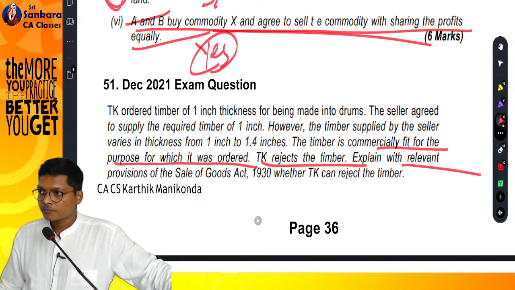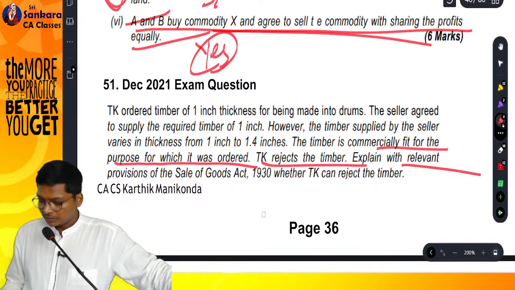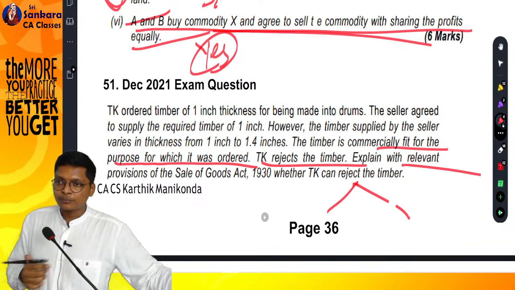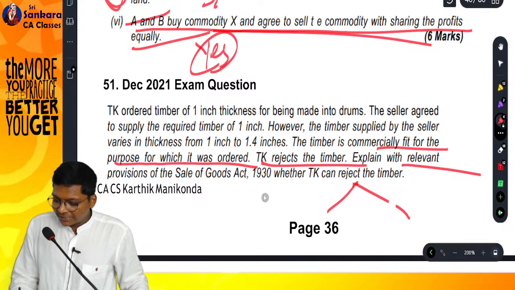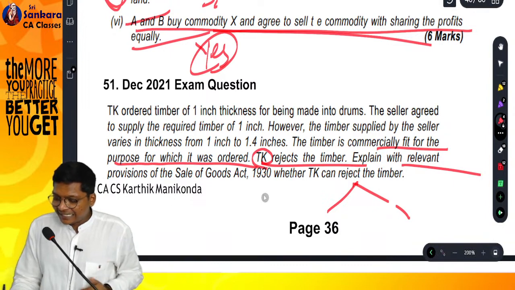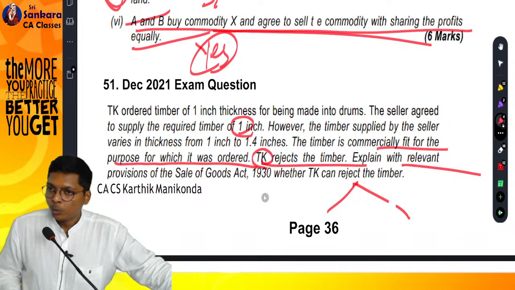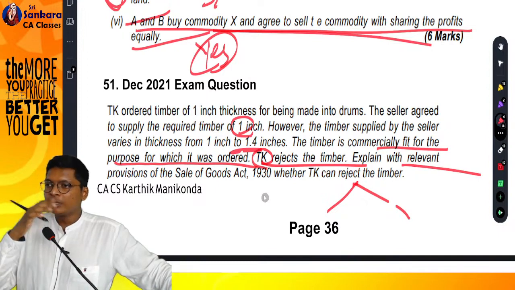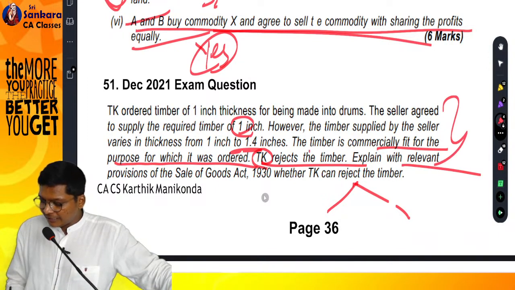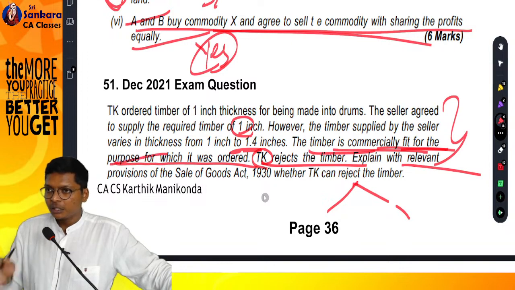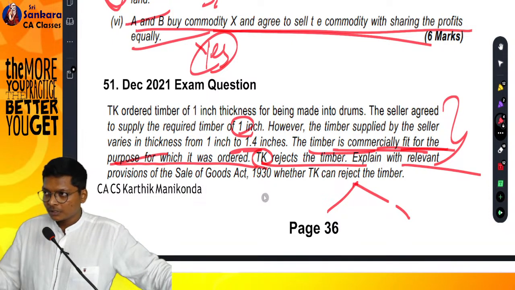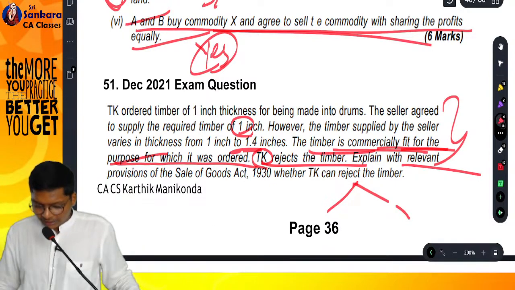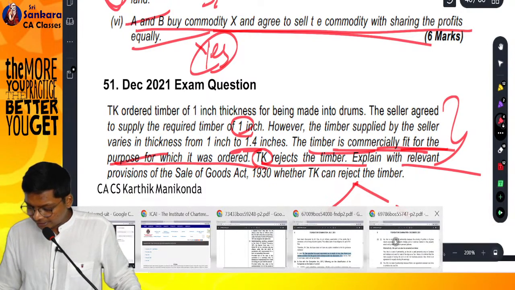Answer, guys. Can you reject or cannot you reject? Again, it depends on what assumption I'm going to take. If you are TK and you feel I exactly have a description of 1 inch, you want 1.4, so I cannot get, then you will reject. The other person, the seller, will argue saying it's commercially fit. For what purpose do you want? It's useful for that purpose. Therefore, it is valid. They both will argue. Again, I need to look at the assumption.